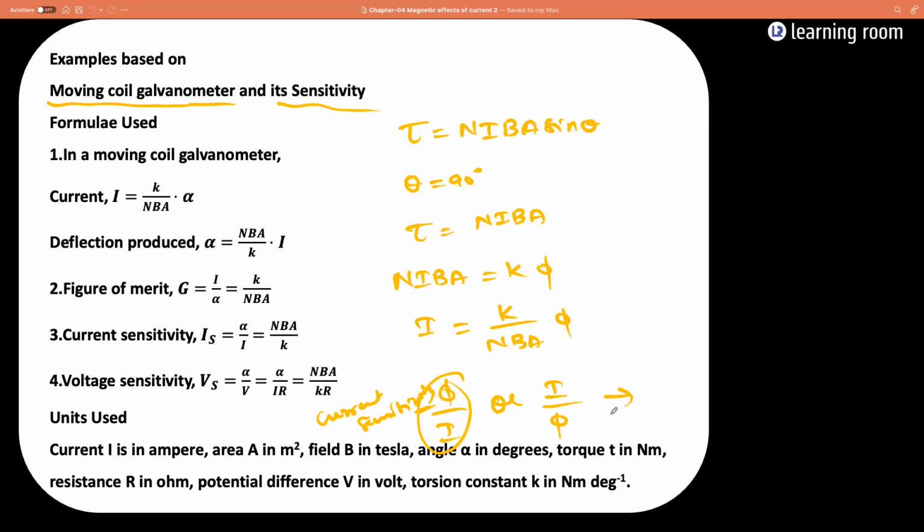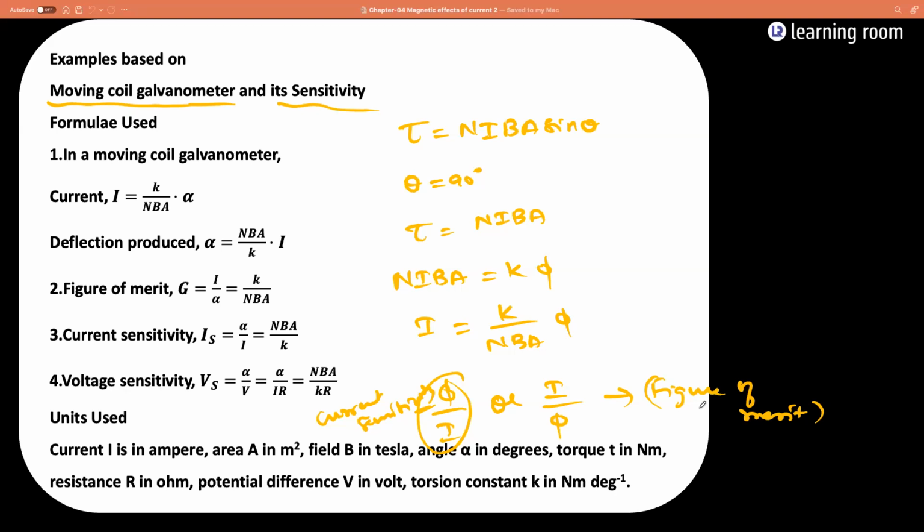The reciprocal of current sensitivity is called the figure of merit. You have heard this term, right? You might be having practicals also, the half scale deflection method. Yes or no? So you have this figure of merit.